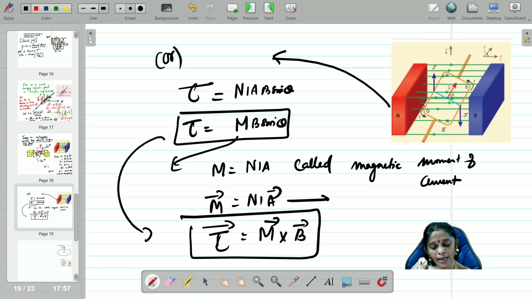Torque, magnetic moment is NIA. The SI unit of magnetic moment is ampere meter square. Torque is measured in joules. So you can say that.